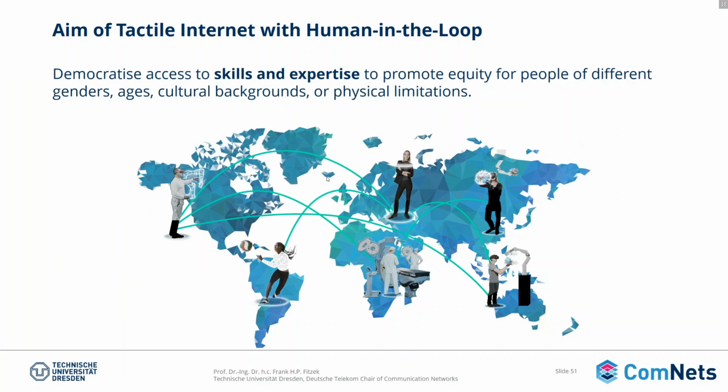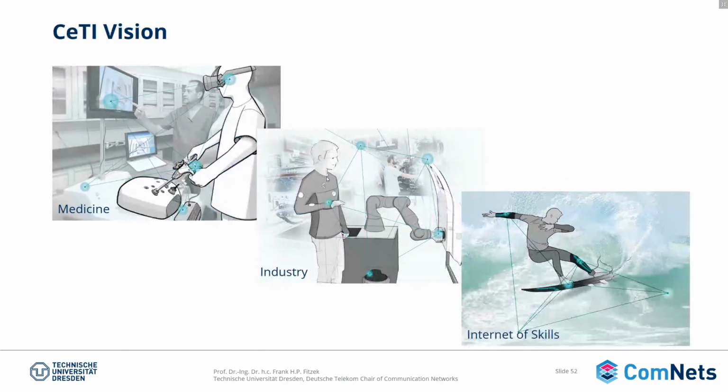Both sides are possible. Now, we always come from use cases. So in our center, we said, let's look into 3 different working fields. For example, medicine was one thing, industry, or Internet of Skills. Medicine is clear, remote operation, training the doctors. Industry is really something that we have looked into extensively from the beginning in Industry 4.0 or industrial internet, as some people call it. And Internet of Skills is really how humans can learn something.